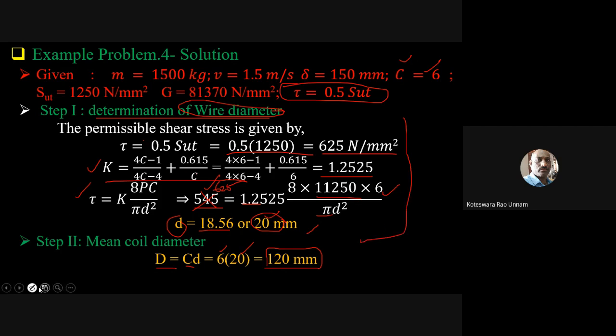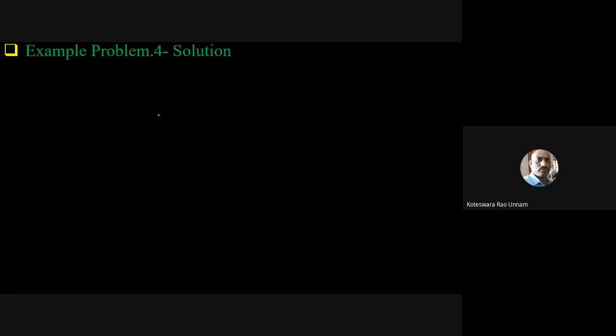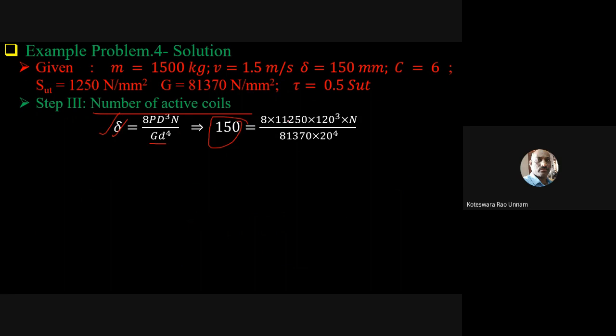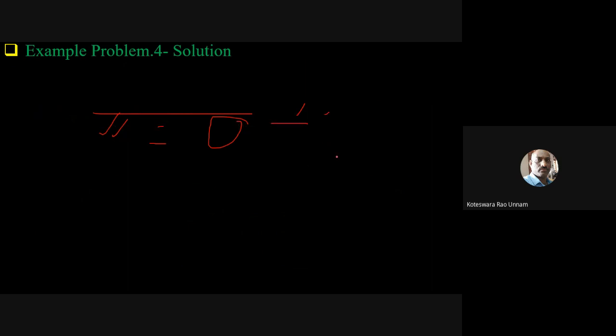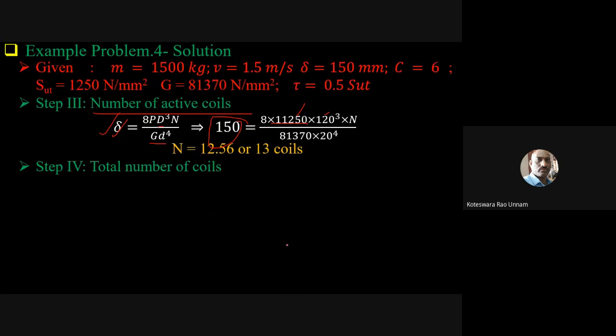Then you use the deflection equation to find the number of active coils. So the third step is to identify the number of active coils. For that you need to use the delta formula: delta is equal to 8 P D cube N by G d power 4. Delta is given as 150, P we calculated as 11,250 newtons, and D we computed as 120 mm just now.